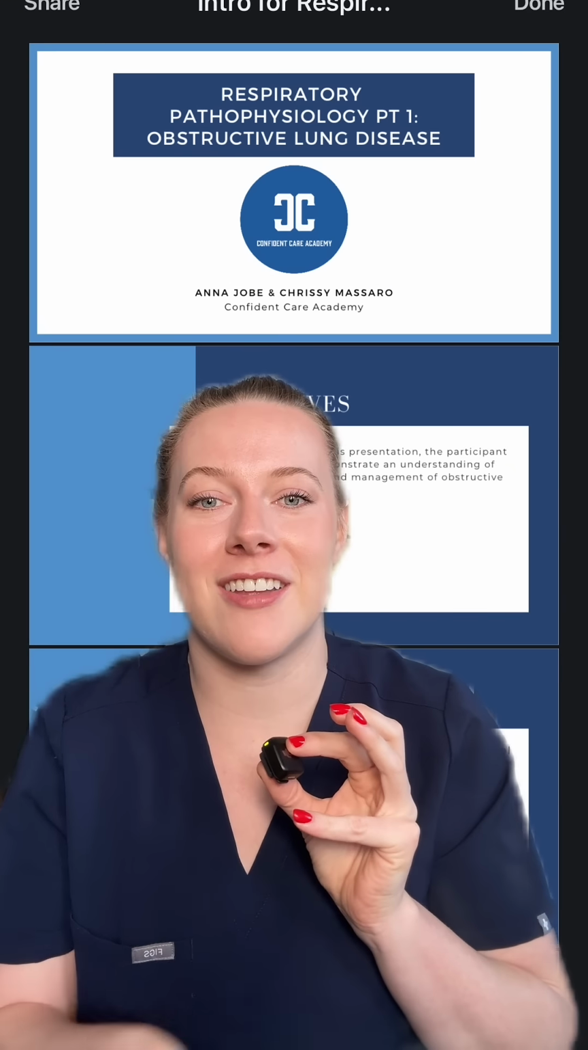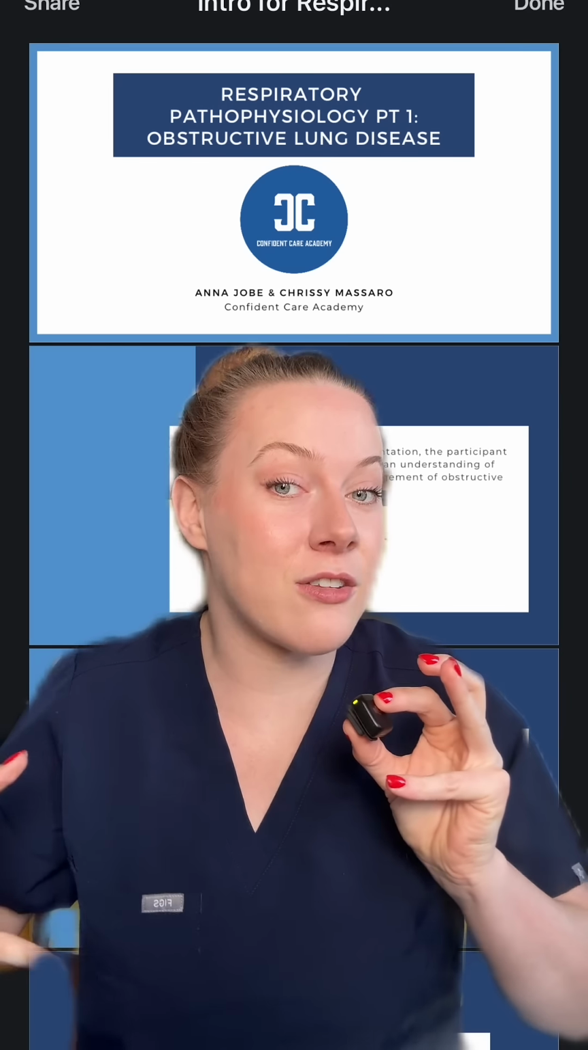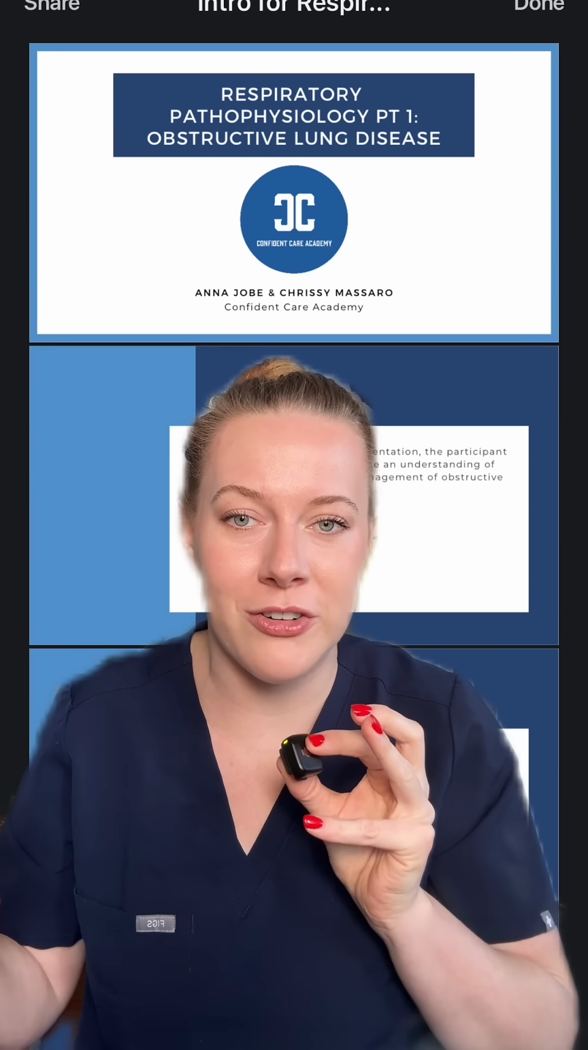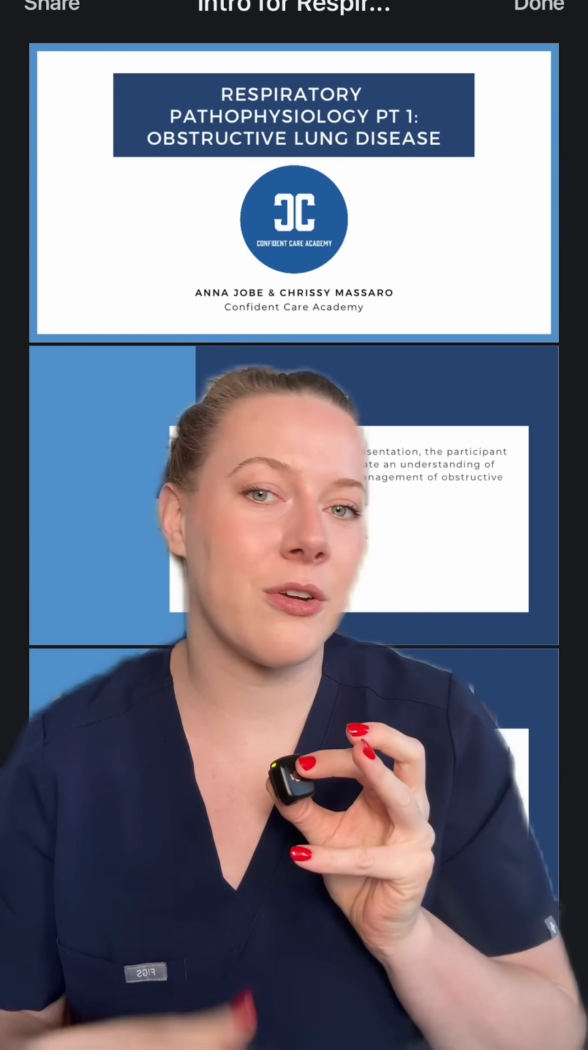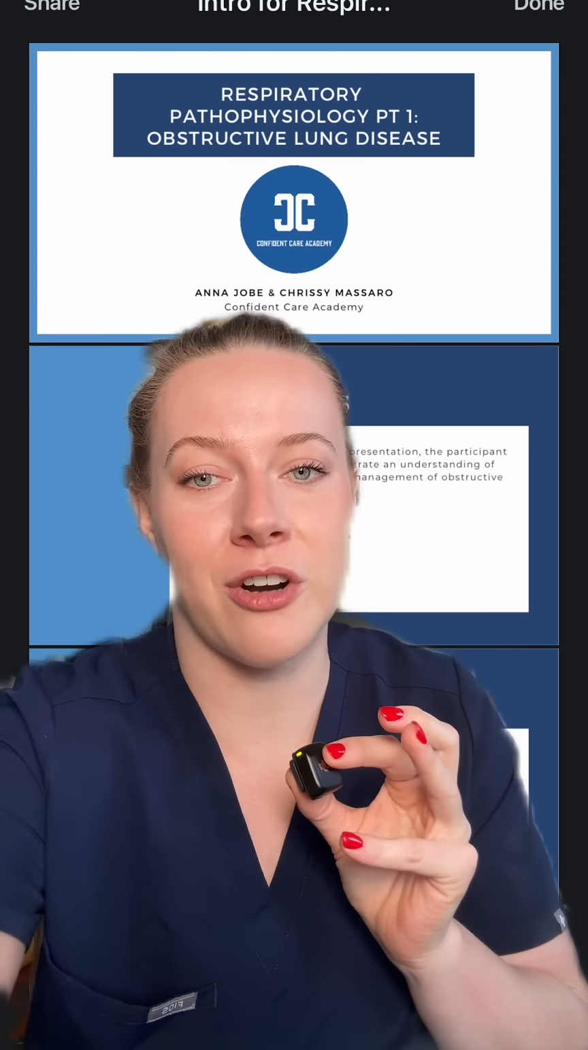Overview, the TLDR is that compliance is the ease of lung expansion, which is the volume change per pressure change, and then elasticity is the ability to recoil. So the resistance to stress and the tendency to return to baseline.